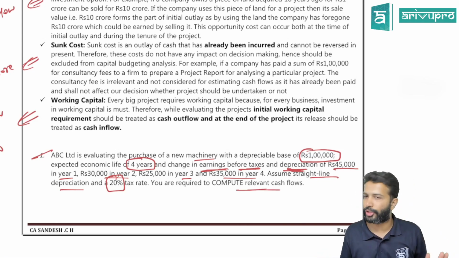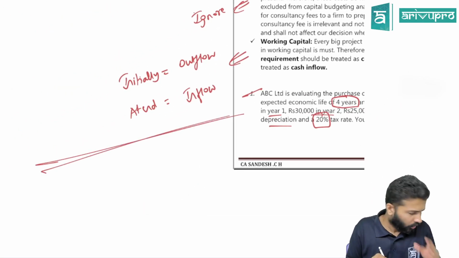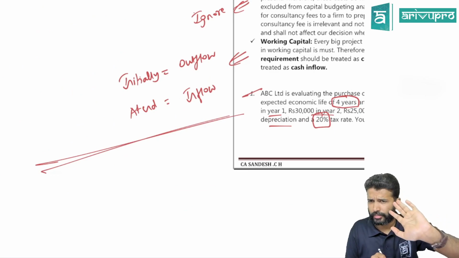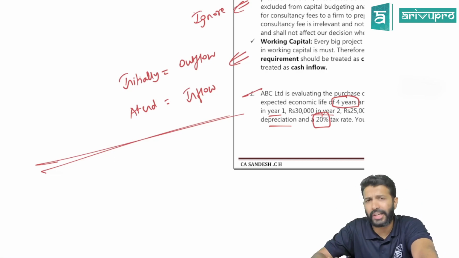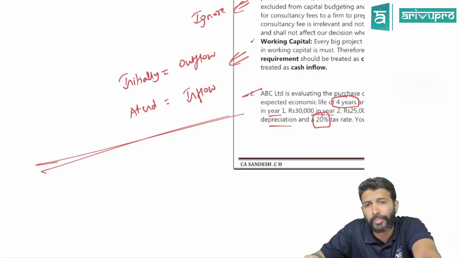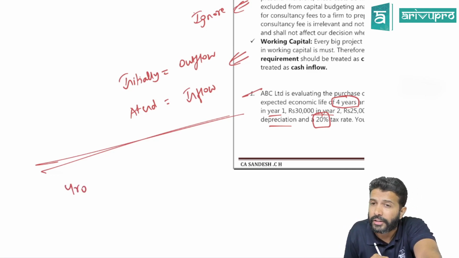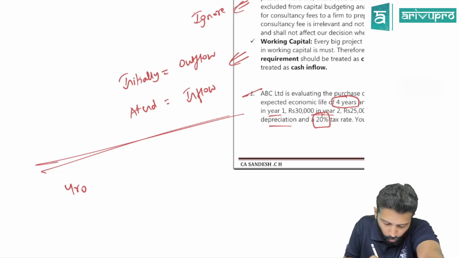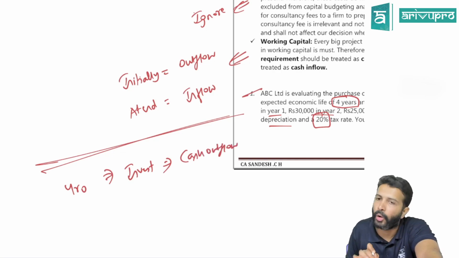So for investment decisions, maybe I'll just give you a little background. If you want to take investment decisions, initially you have to invest, meaning there will be an outflow. Like if I want to do a project, initially I have to buy some assets, so cash will go out of me. Initially only, we call it year zero. Year zero means now. Now I need to invest, so there will be a cash outflow.